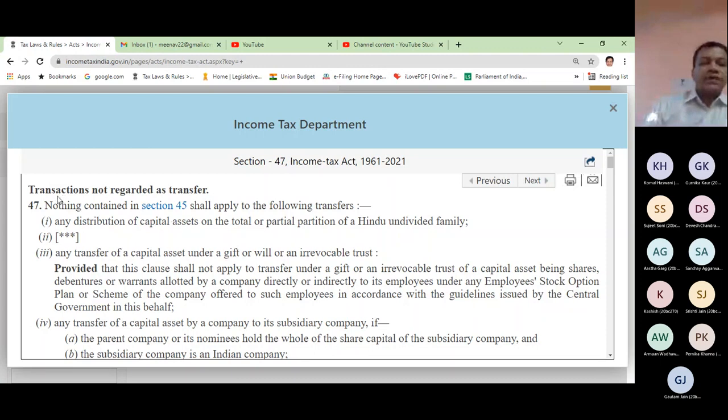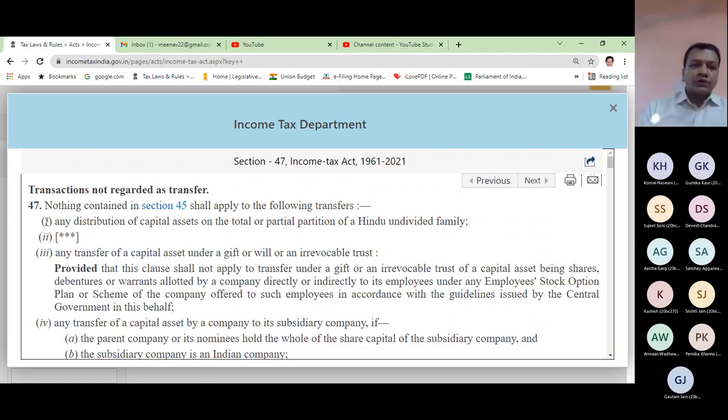As you can see, nothing contained in section 45 shall apply to the following transfer. It is covering not only 45(1) but all special subsections of 45 also. Whatever is mentioned in every subsection of 45, all these transactions will not be treated as transfer, and if you don't treat anything as transfer, you are not going to compute income under the head capital gains.